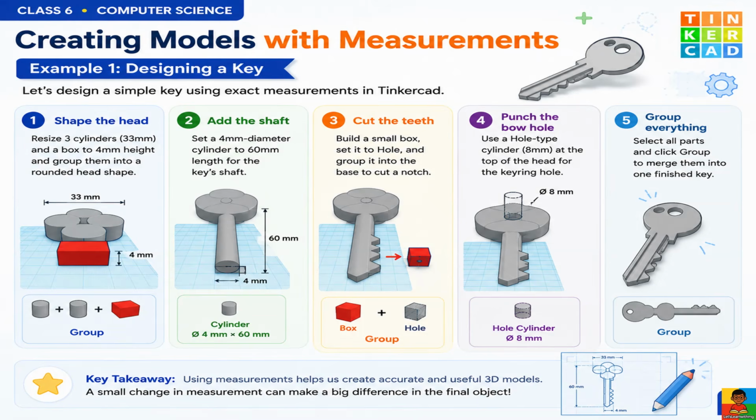Third, cut the teeth by building a small box, setting it to hole, and grouping it into the base to cut a notch. Fourth, punch the bow hole by using an 8 millimeter hole-type cylinder at the top of the head for the keyring hole. Finally, select all parts and click Group to merge them into one finished key.